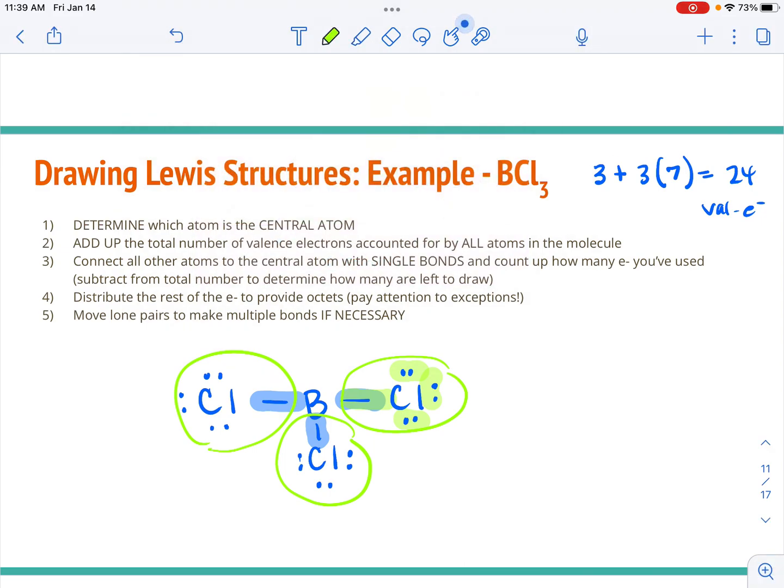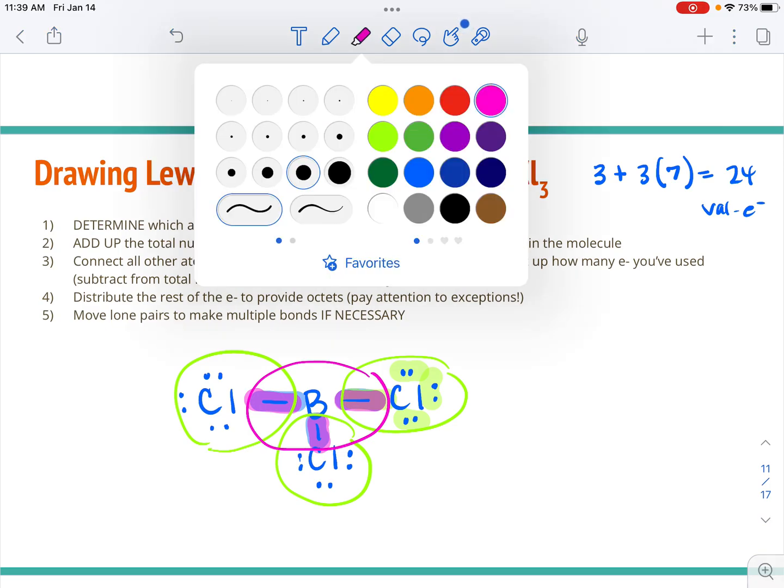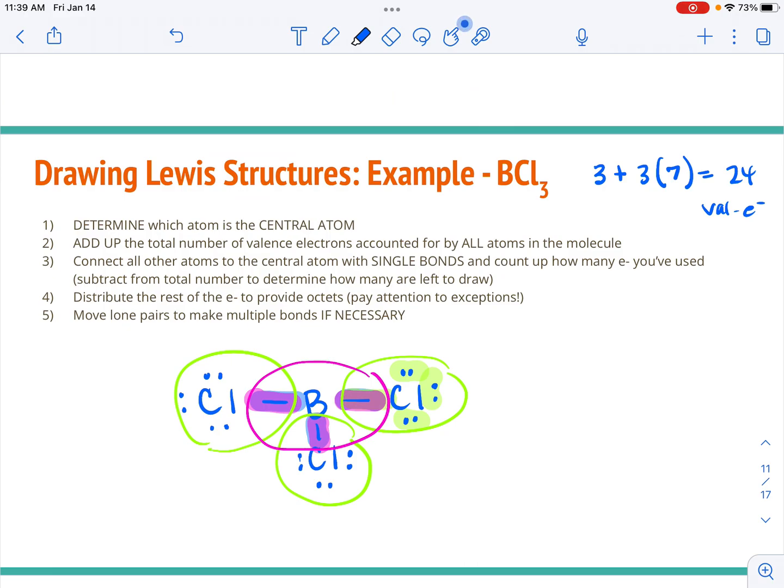Here's a problem. When I look at boron, I see that boron has only 2, 4, 6, but remember that boron is one of our exceptions, and so it's allowed to have only 6. So then the final thing I'm going to do is come back in and check all of the electrons and count one more time. 2, 4, 6, 8, 10, 12, 14, 16, 18, 20, 22, 24.